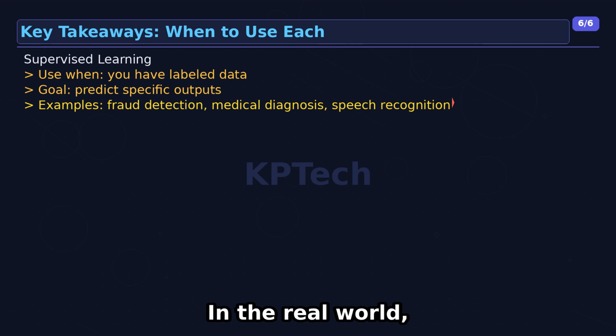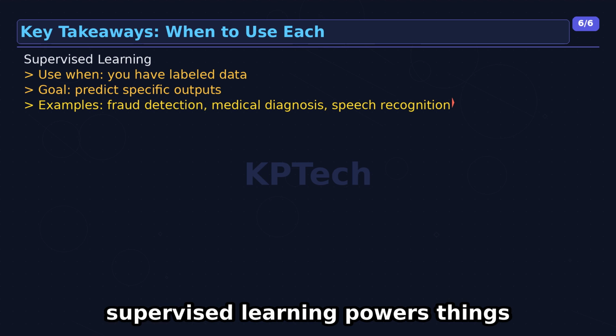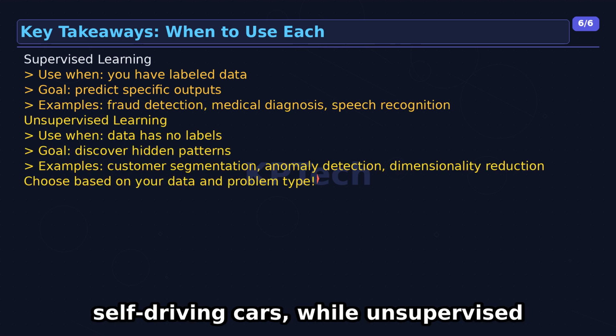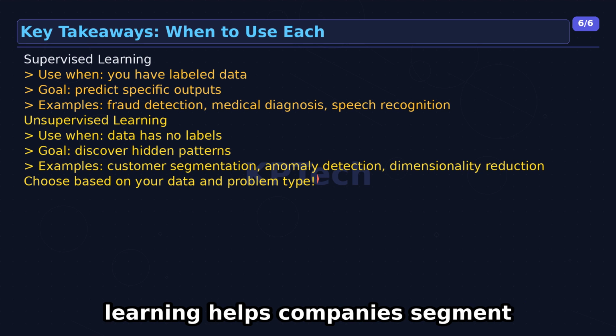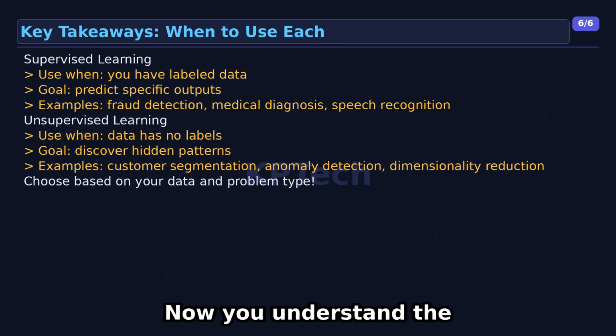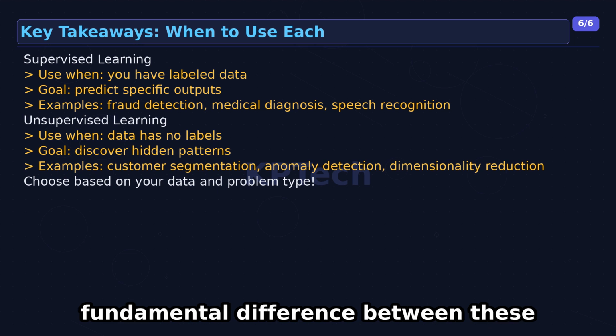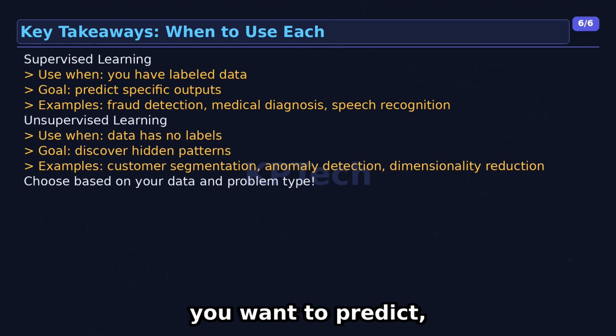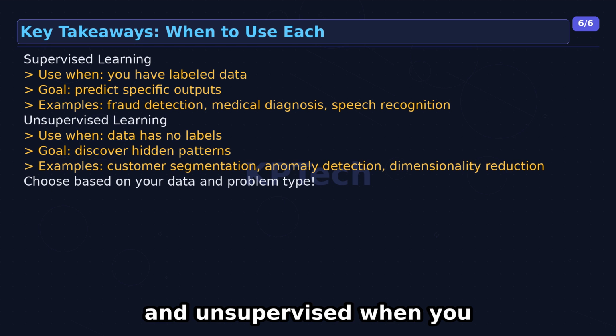In the real world, supervised learning powers things like spam filters and self-driving cars, while unsupervised learning helps companies segment customers and detect unusual behavior. Now you understand the fundamental difference between these two approaches. Choose supervised when you want to predict, and unsupervised when you want to explore.